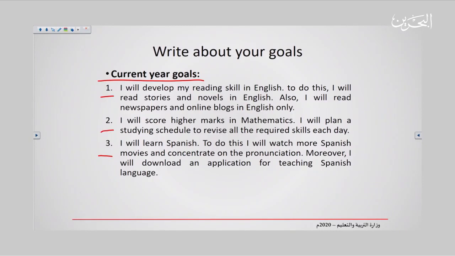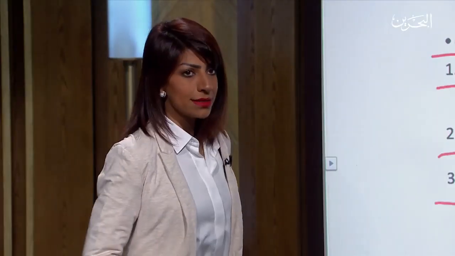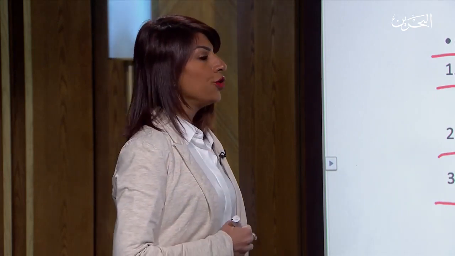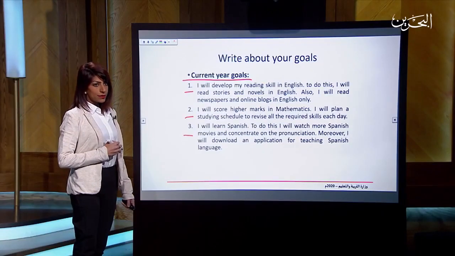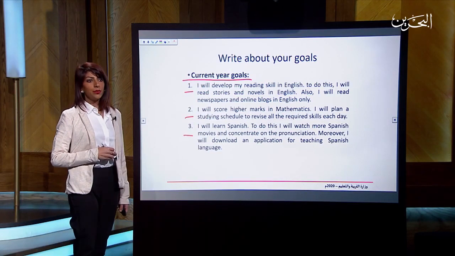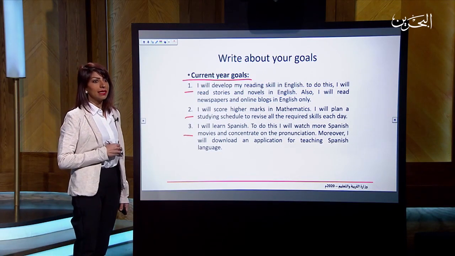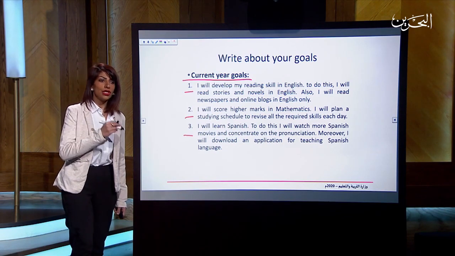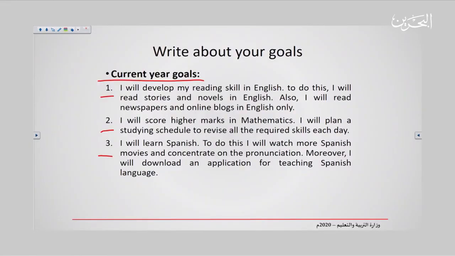I will develop my reading skill in English. Now, this is the aim. To do this, here is the procedure. Pay attention. I will read stories and novels in English. Also, I will read newspapers and online blogs in English only. This is my procedure in order to achieve my goal, which is developing my reading skill. Full stop, let me move to the next one.